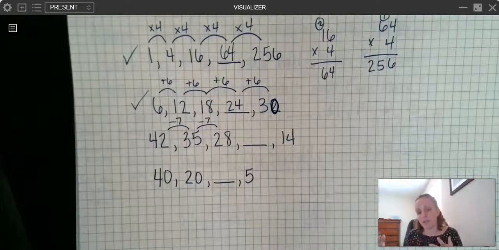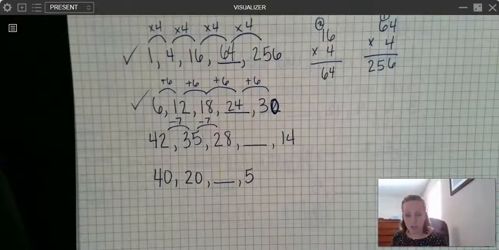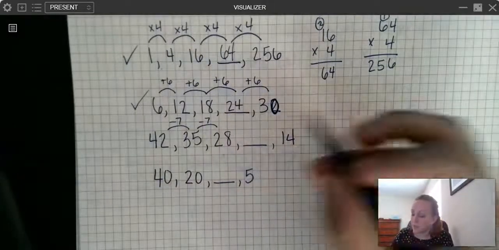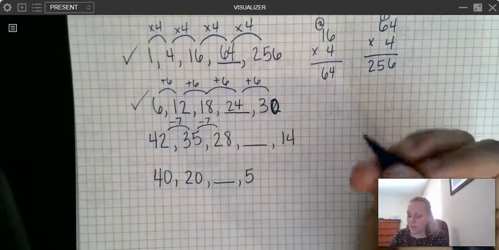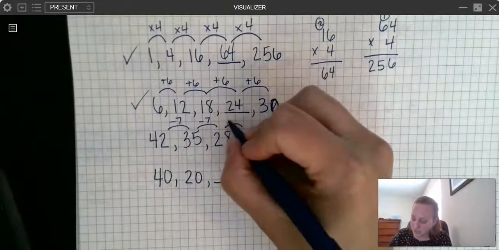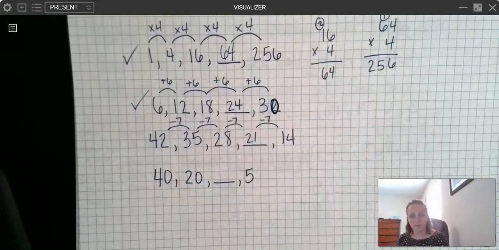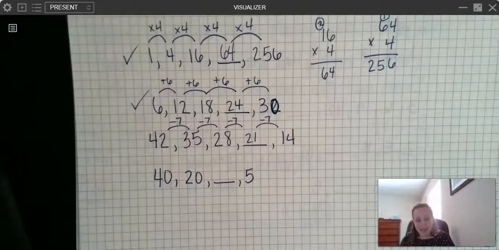And if you're having a hard time figuring out what the operation is, then that might be a good way to do it, okay? So 28 minus 7, I have to subtract 7 again, equals 21, and then minus 7 would equal 14. All right, and my last one.